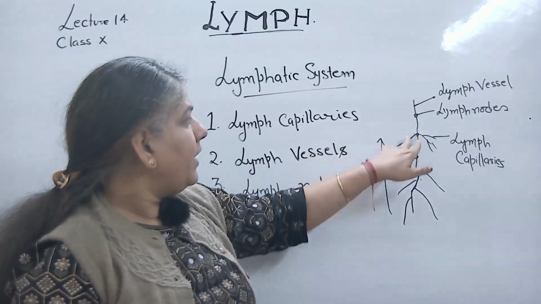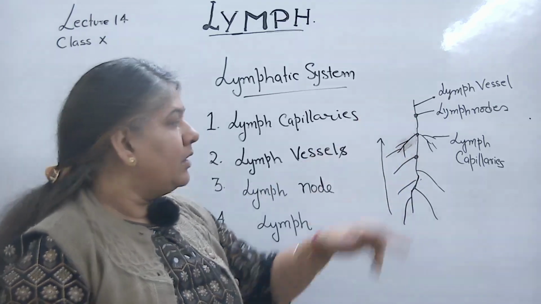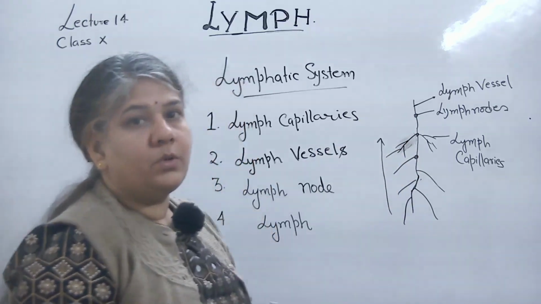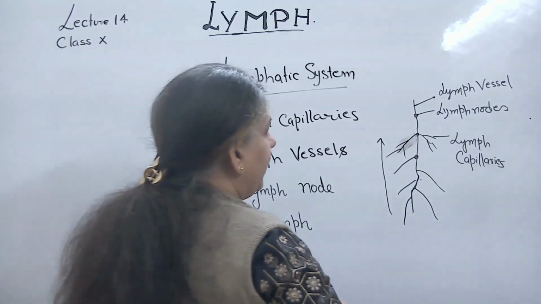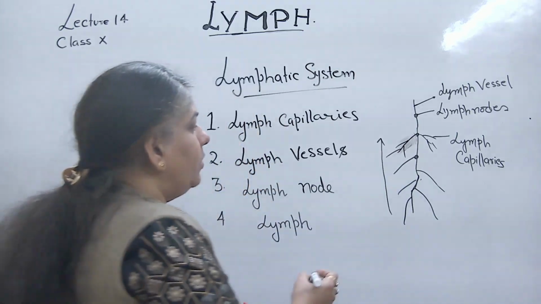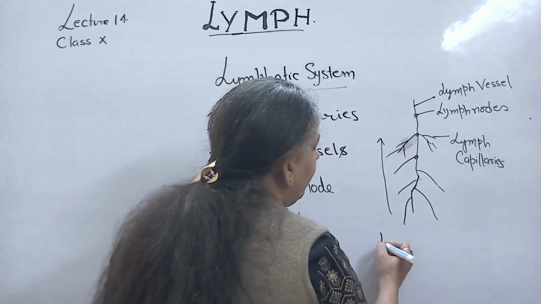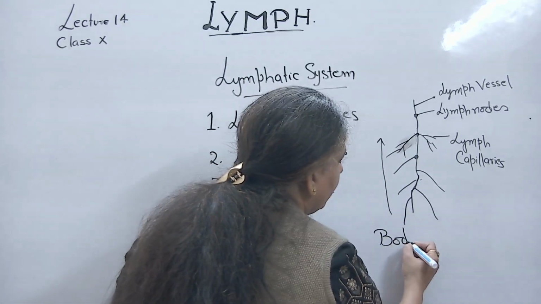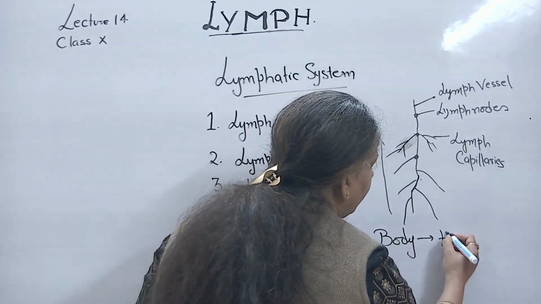Okay, this lymph vessel will collect all the fluid, and this lymph flows in only one direction, that is from body towards heart. So it is unidirectional flow from body towards heart.